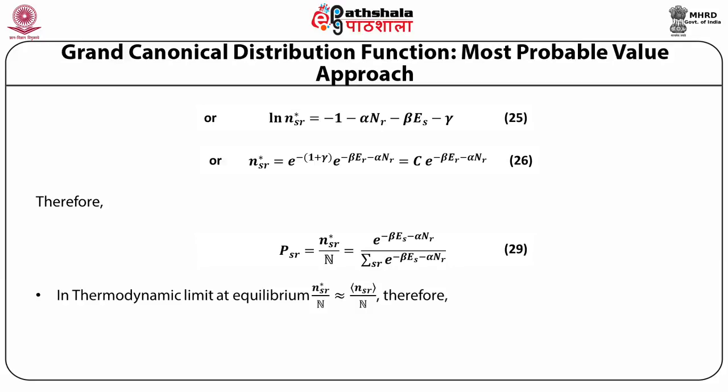In the thermodynamical limit at equilibrium, n star SR divided by the number of identical systems in the ensemble is approximately equal to the mean value of NSR divided by the total number of identical systems in the ensemble. Therefore, the mean value of NSR divided by the number of identical systems is approximately equal to n star SR divided by the total number of identical systems, which is equal to e raised to power minus beta ES minus alpha NR, divided by the summation over SR of e raised to power minus beta ES minus alpha NR.